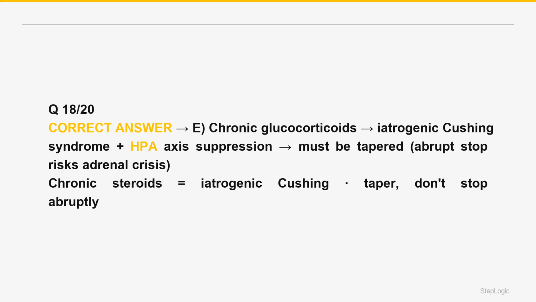The second high yield point is HPA axis suppression. Exogenous steroids suppress hypothalamic CRH and pituitary ACTH by negative feedback, causing the adrenal glands to atrophy. If the drug is then stopped abruptly, the suppressed adrenals cannot make enough cortisol, precipitating an acute adrenal crisis: hypotension and shock. Therefore, chronic steroids must be tapered slowly to let the axis recover. The iatrogenic Cushing picture with HPA suppression requiring a taper is the correct statement.